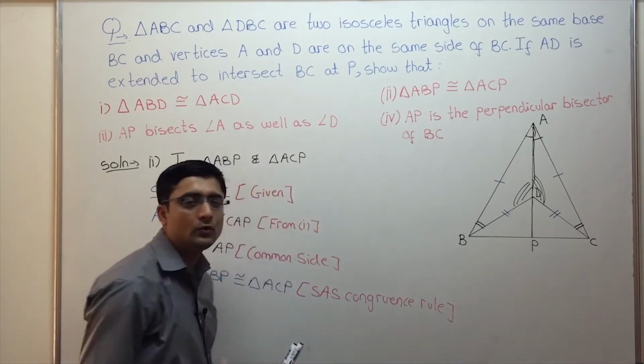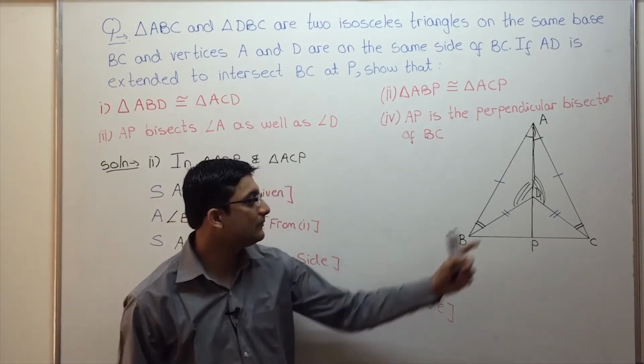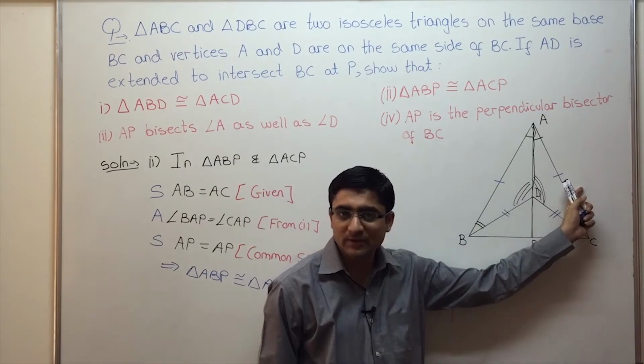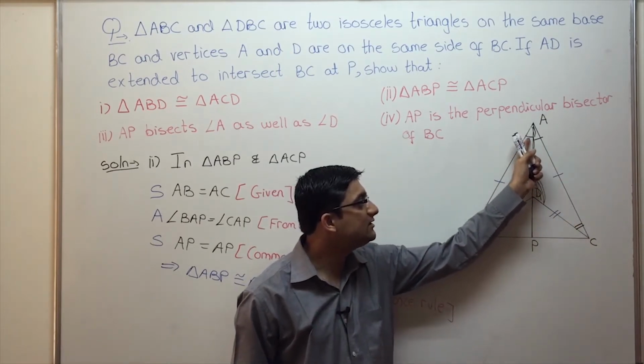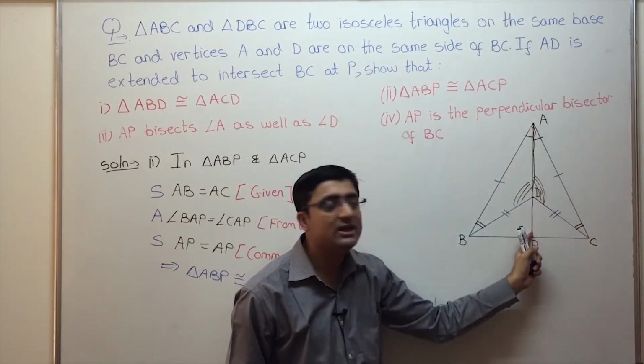So whenever you have to show two triangles to be congruent, first see what is given to you. First thing I saw was that AB is equal to AC. Next, I saw, we just derived, these two angles are equal. Next I saw AP is a common side.